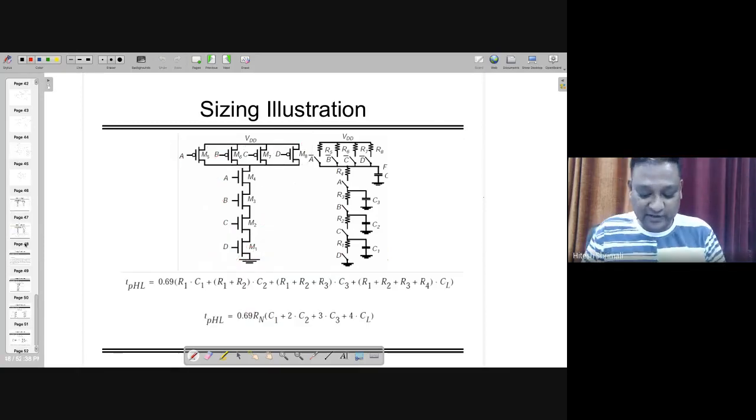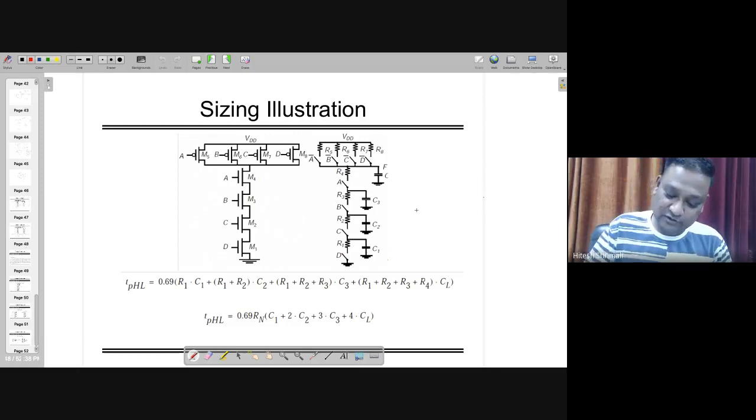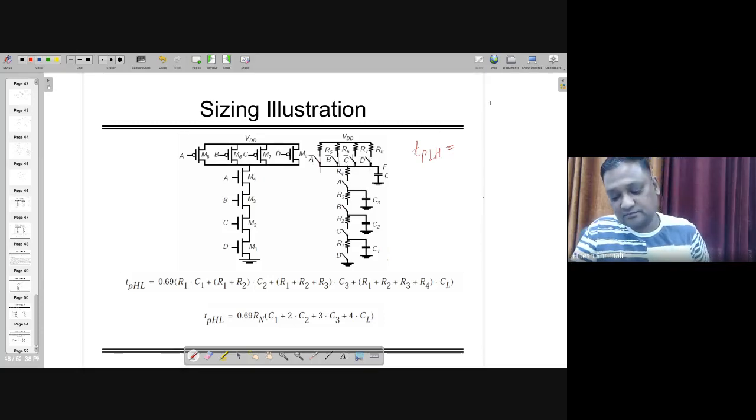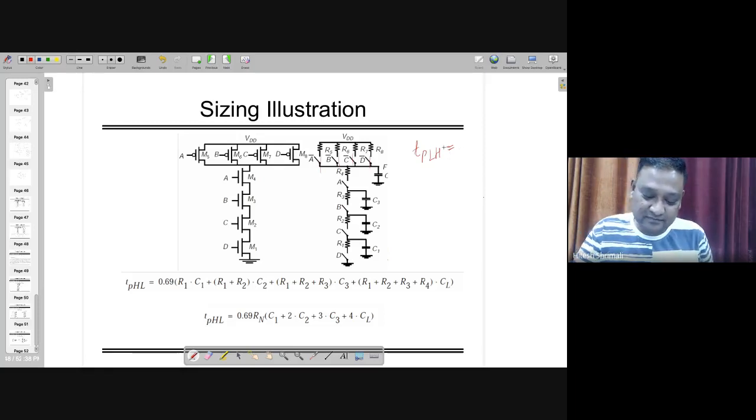Okay. Similarly, you can write down this TPHL and TPLH both, right? TPLH is also possible to write. Somebody can tell me what will be the TPLH, by the way, in this case, when all the switches are on? Somebody can tell me what is TPLH? Let's consider this one as CL.